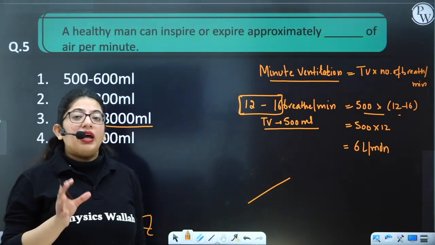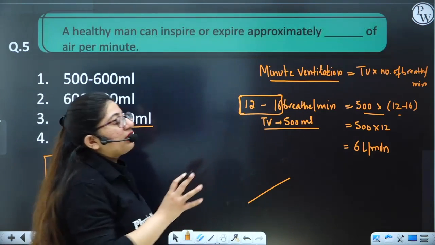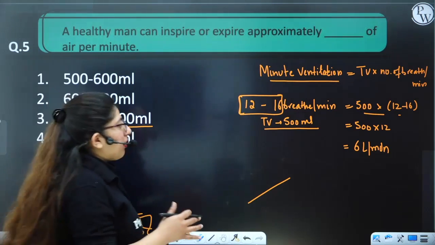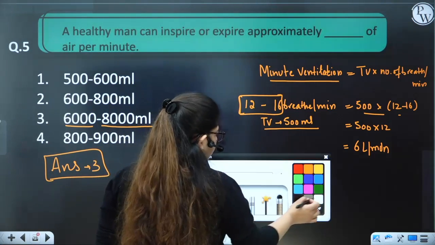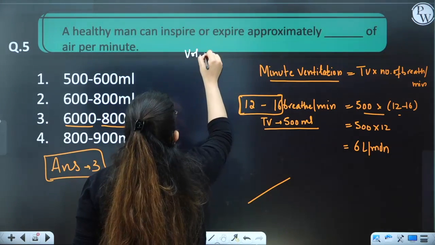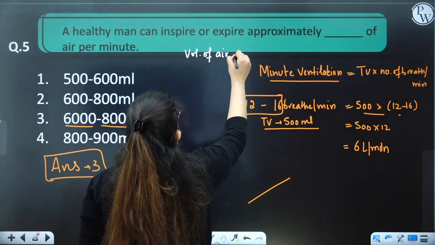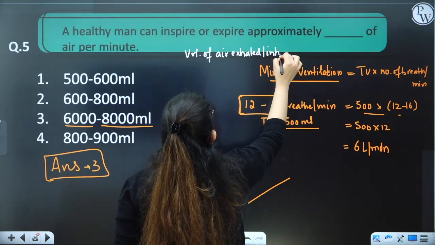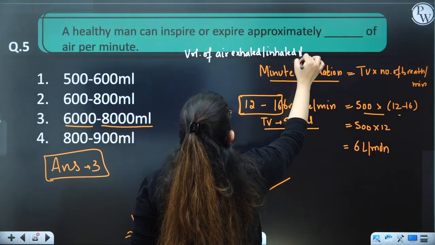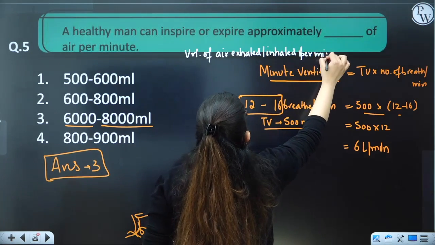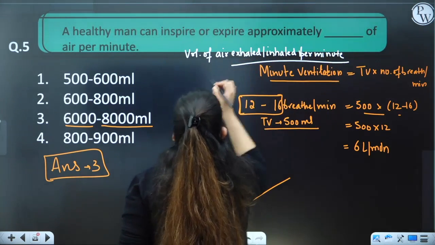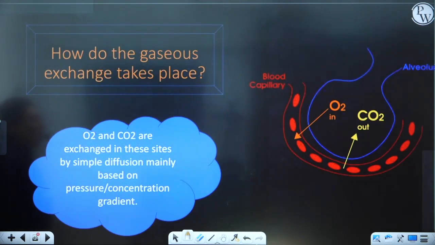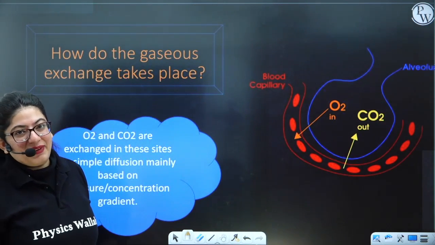That means number of breaths per minute into tidal volume, or the volume of air inhaled or exhaled per minute. What is the definition of minute ventilation? Volume of air exhaled or inhaled per minute. I hope that's pretty clear to everyone. Yes? Okay. Let's talk about how the gaseous exchange takes place.